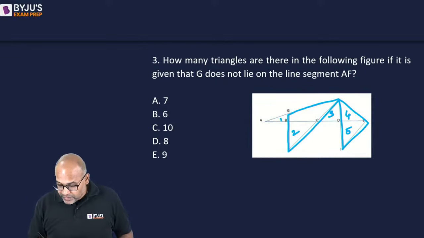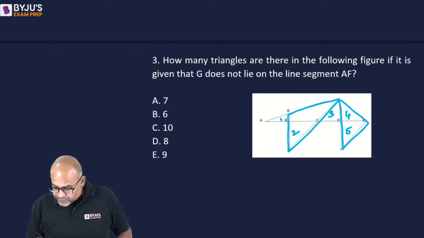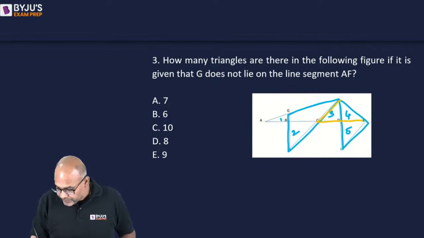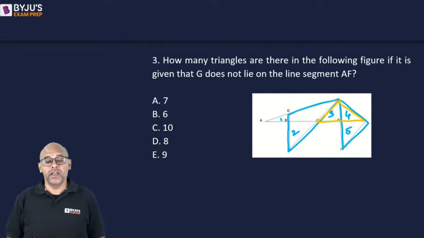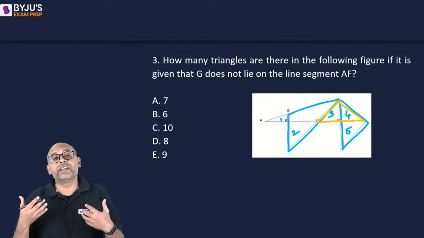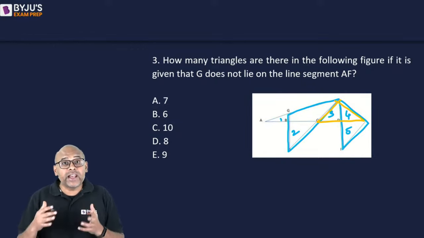Then what else do I have? Is there any other triangle that I'm missing? Yes, I have one more triangle. I'll change the color, you'll follow this. This triangle here. Triangle number 8. Now, 8 is the correct answer, but many of you went ahead and gave me 10. Let us see why 10 is wrong.